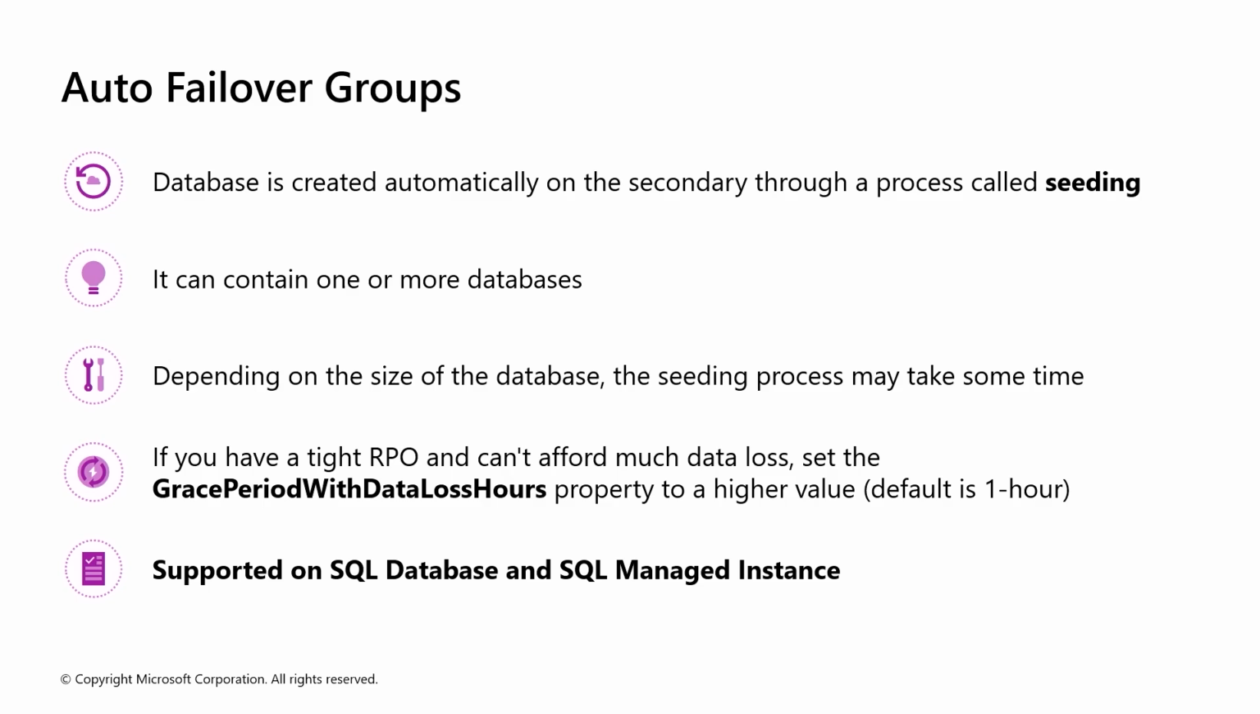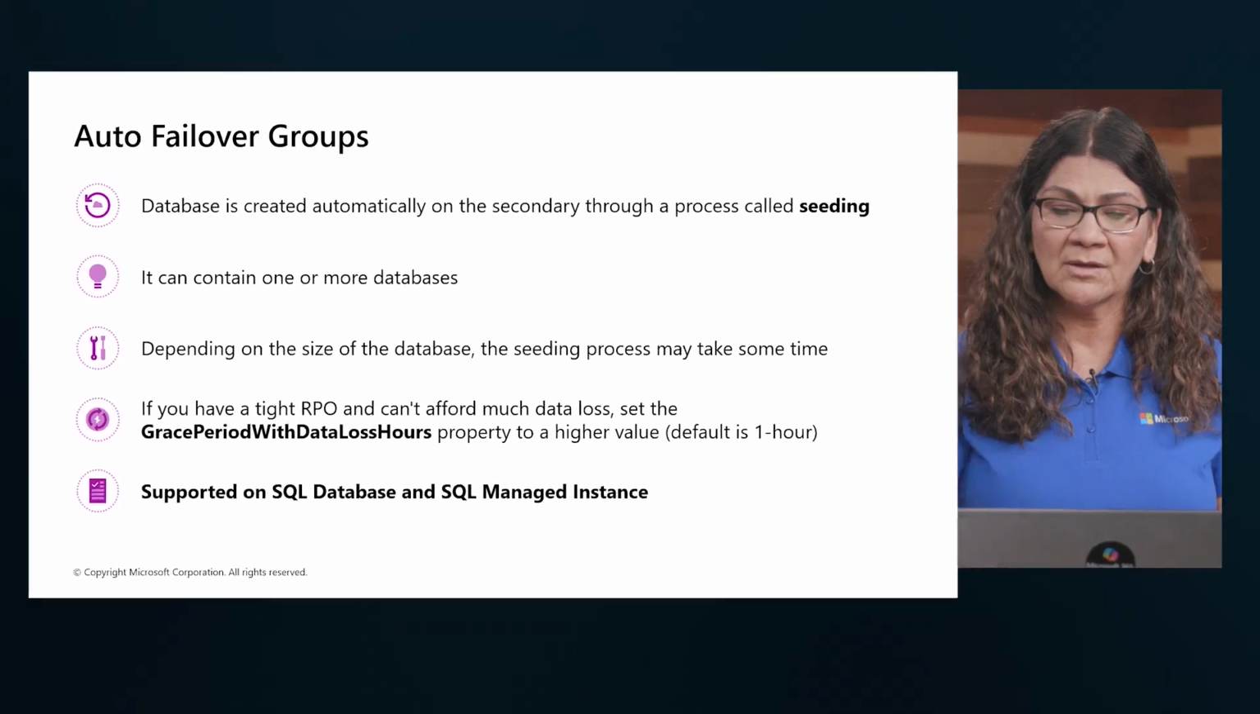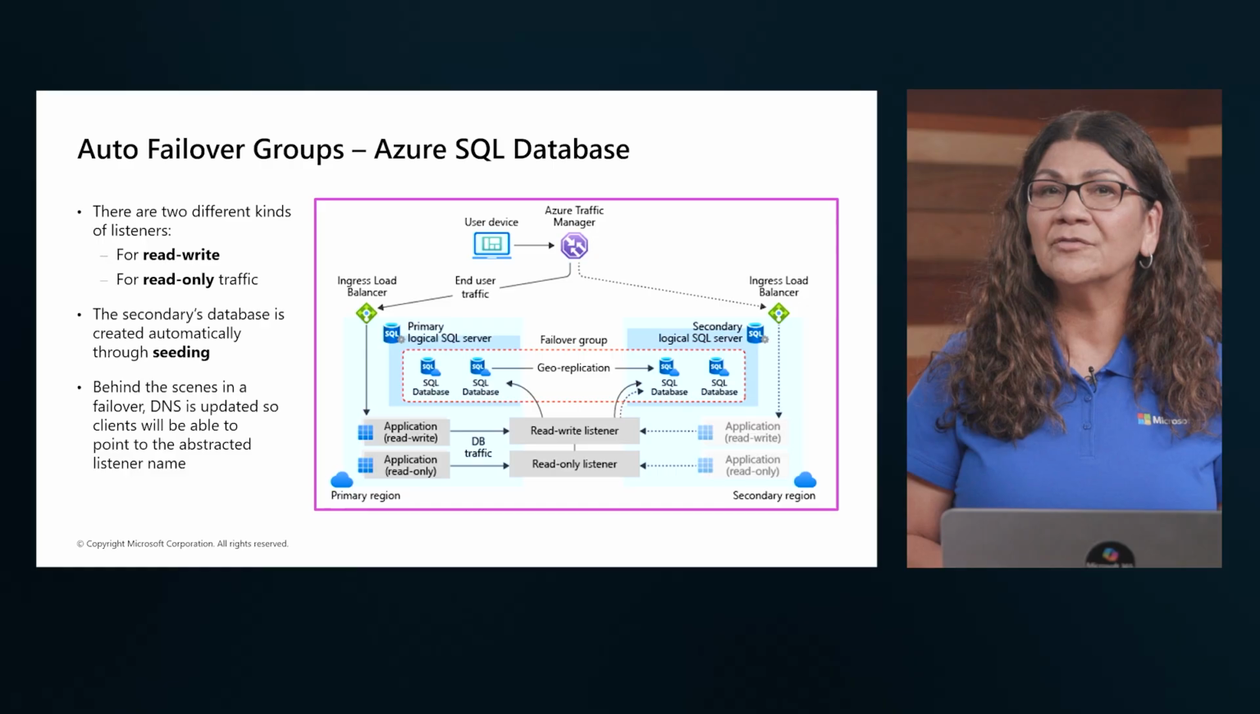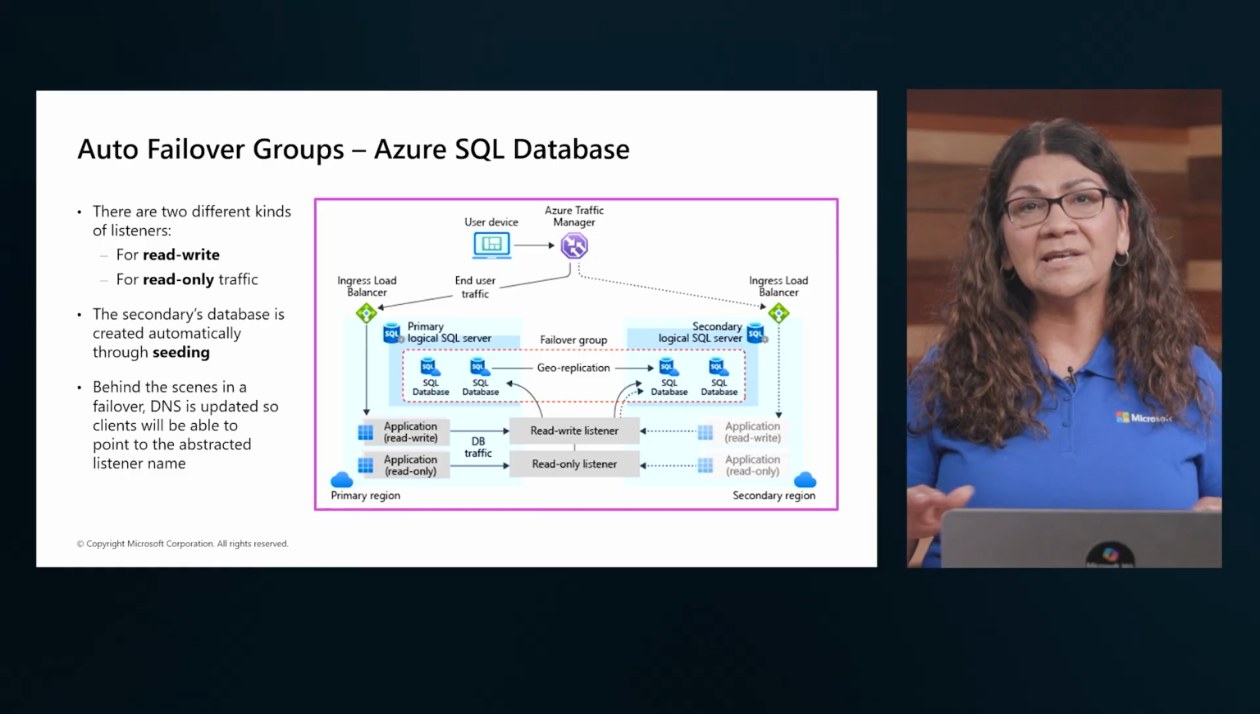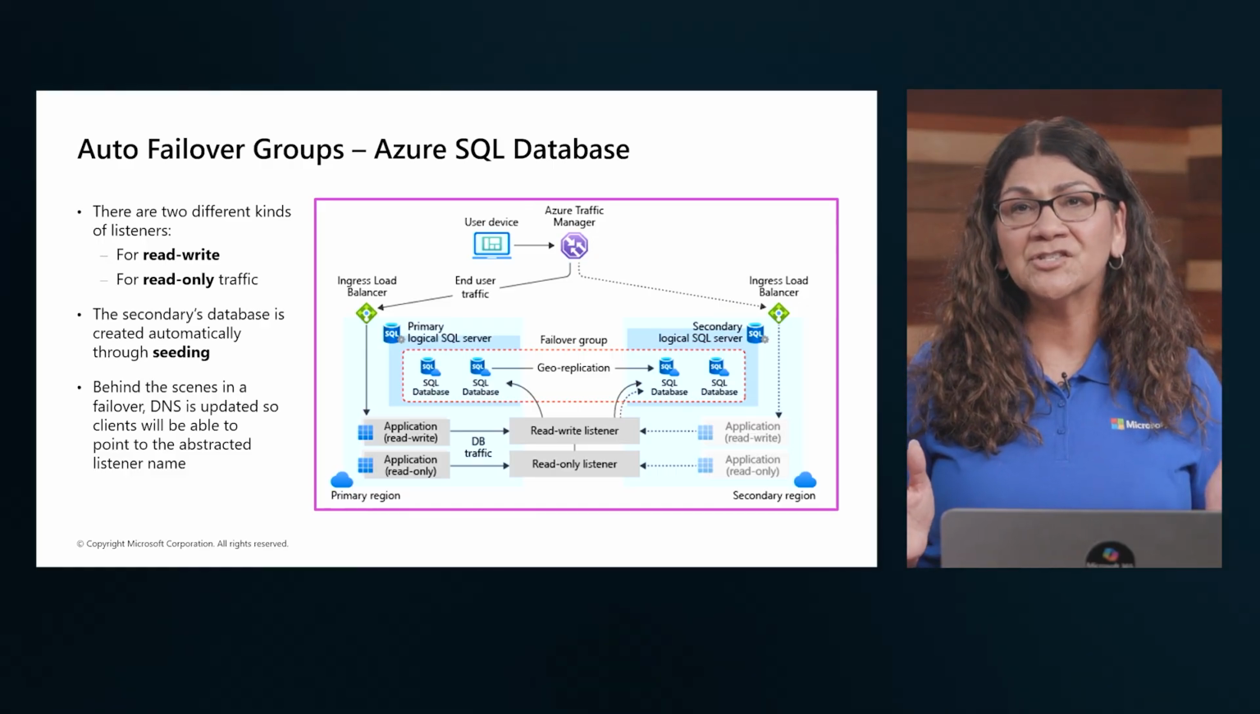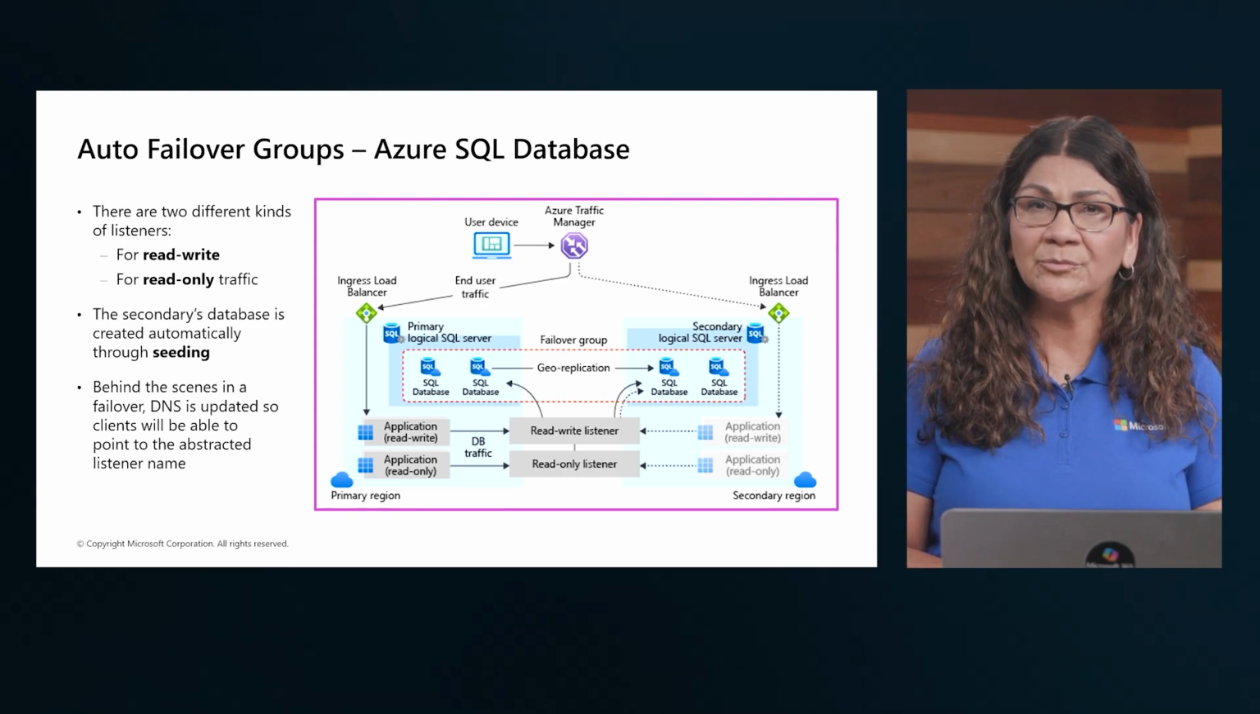Best practices include configuring the grace period with data loss hours setting based on your RPO needs, monitoring replication health, testing failover scenarios regularly, and ensuring consistent service tiers and strong network connectivity between regions. Auto failover groups enable seamless high availability and disaster recovery across Azure regions.